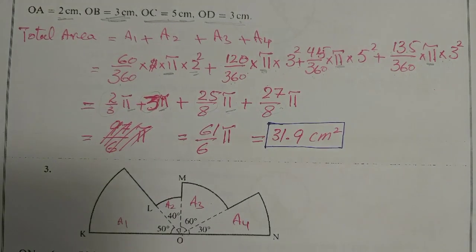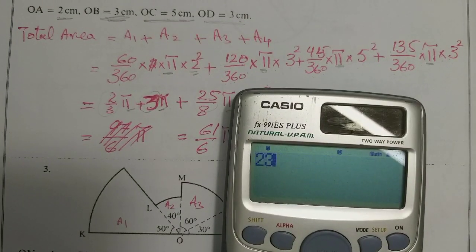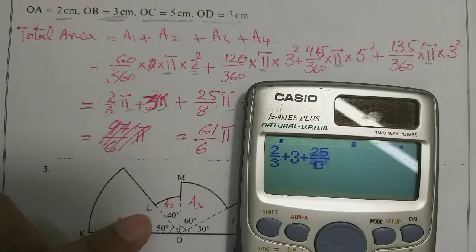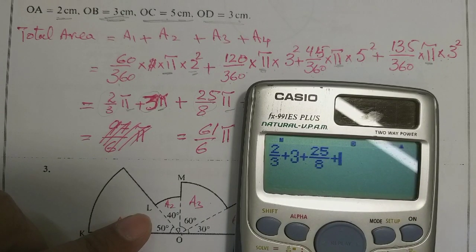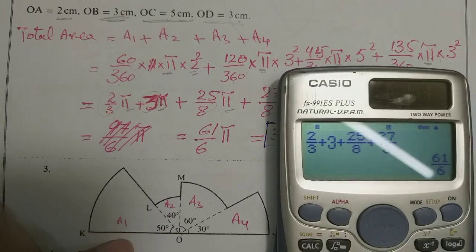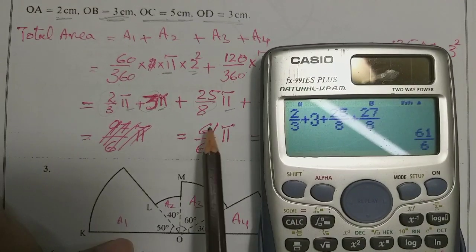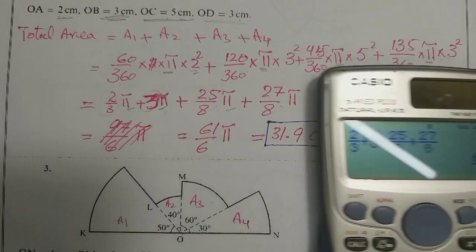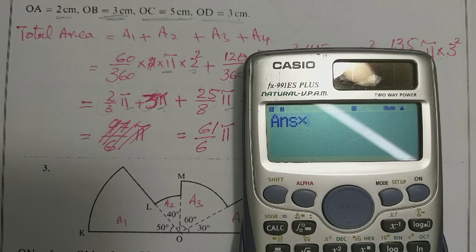Okay, use the calculator, you find the fractions like 2 over 3 plus 25 over 8, 25 over 8 plus 27 over 8. So you find 61.6. I write it here because pi is in every term, so take pi outside, just add them, then multiply by pi.